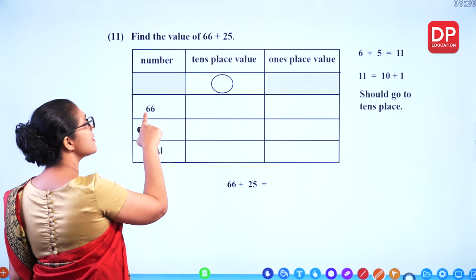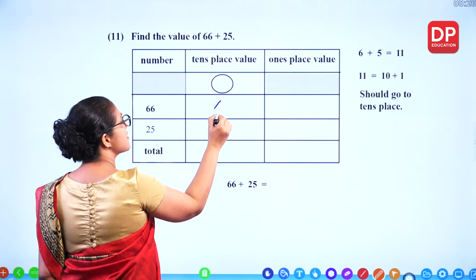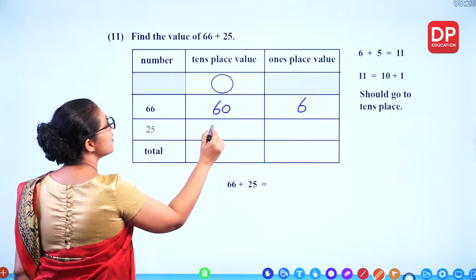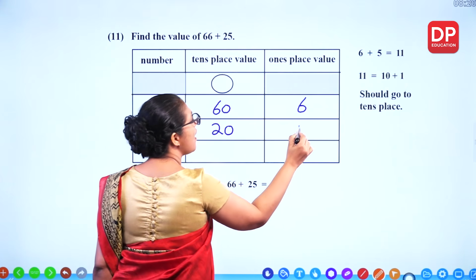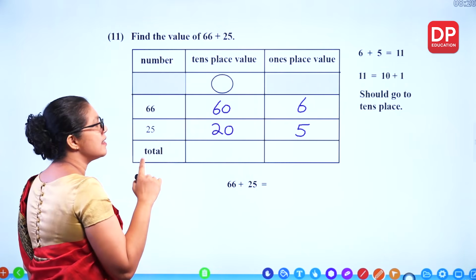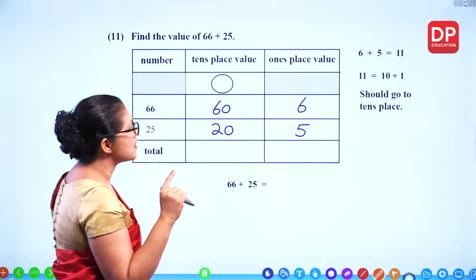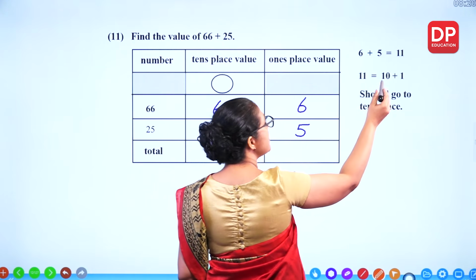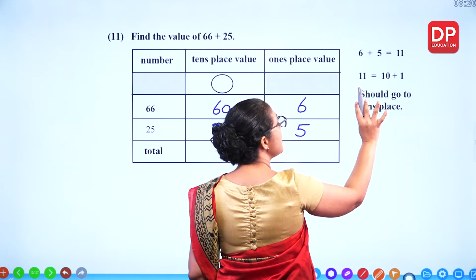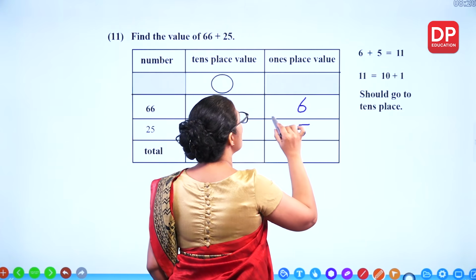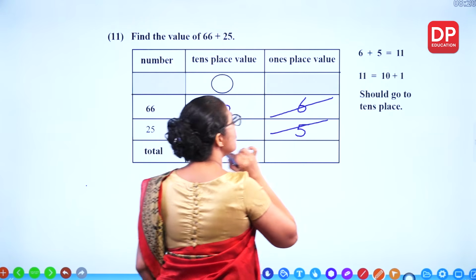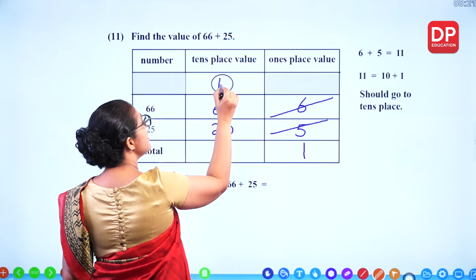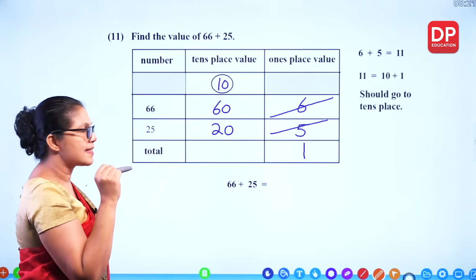66, 25. 66 write in tens, 60, and ones, 6. 25 you can write 20 and 5. Now add it. 6 plus 5. 6 plus 5 is 11. 11 is a 2-digit number. You can't write it. So we can write 10 and 1. So I can cross out these two and I can put 1 here and take 10 to tens place.